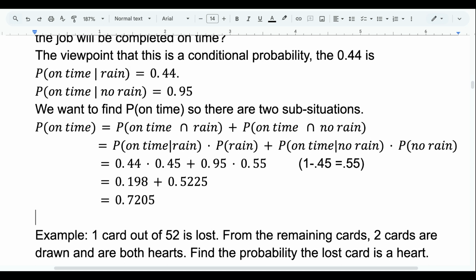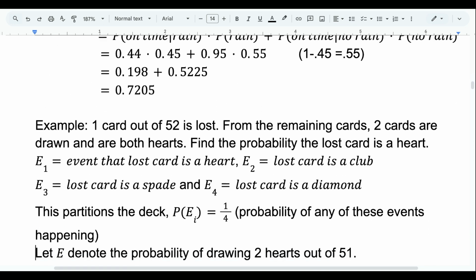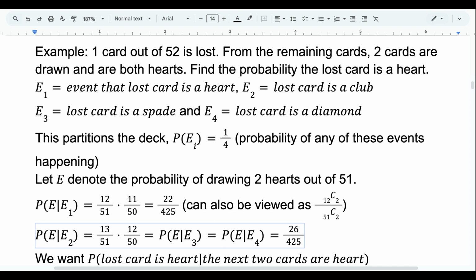All right. Now, a full-on example here. One card out of 52 from a standard deck is lost. From the remaining cards, two cards are drawn and are both hearts. Find the probability the lost card is a heart. So the cases here are that the lost card can be a heart, E1, it could be a club, E2, it could be a spade, or it could be a diamond. So we're exhausting all the different suits here.